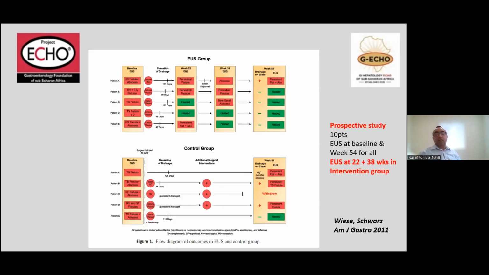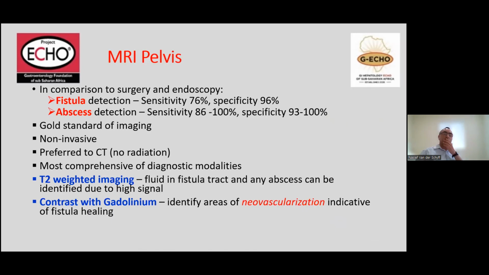The second prospective study was very similar, showing that EUS was done frequently over time. The study was done over a period of 54 weeks. Patients had EUS at 22 and 38 weeks. It was shown with improved healing of the peri-anal fistula at 1 year.